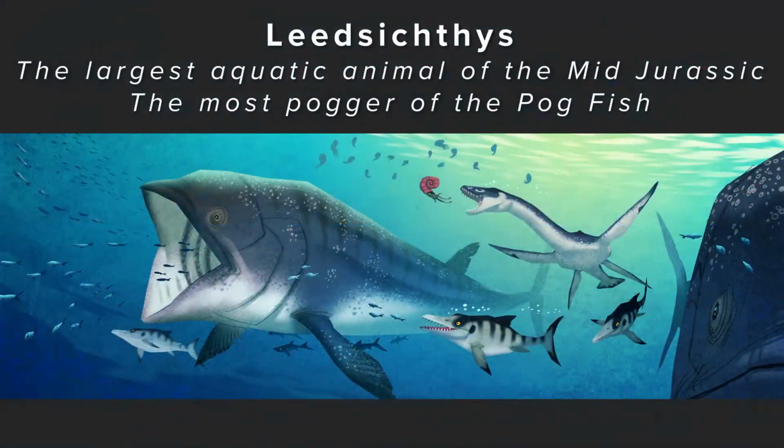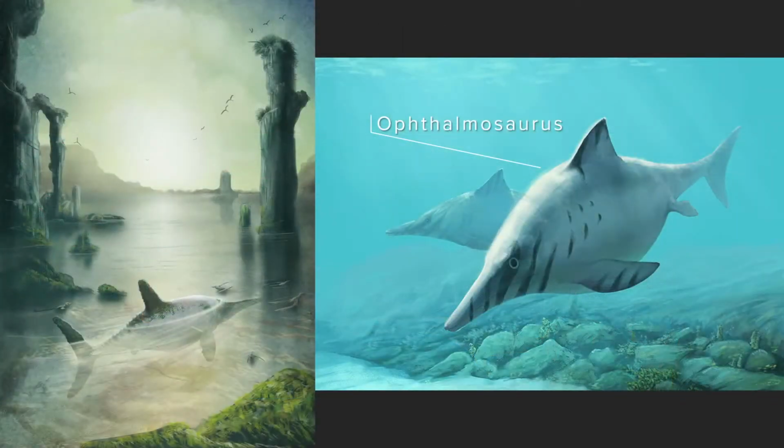So just to sum up, it is not the largest fish, it is not the largest aquatic animal ever, but it is the largest aquatic animal of the Middle Jurassic, and it has this thing going for it. It is the most pogger of the pog fish. I think nothing else stands close.